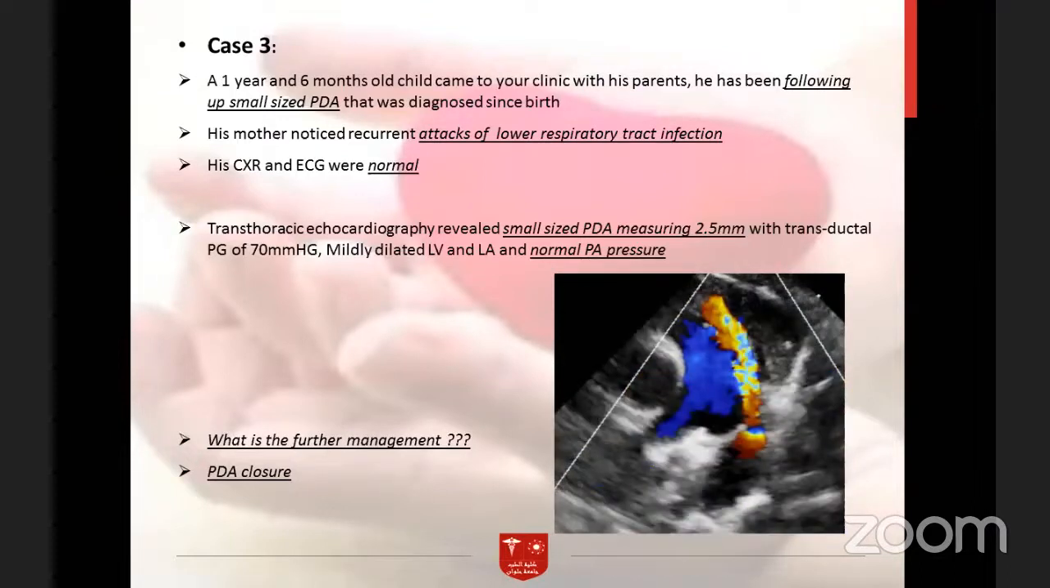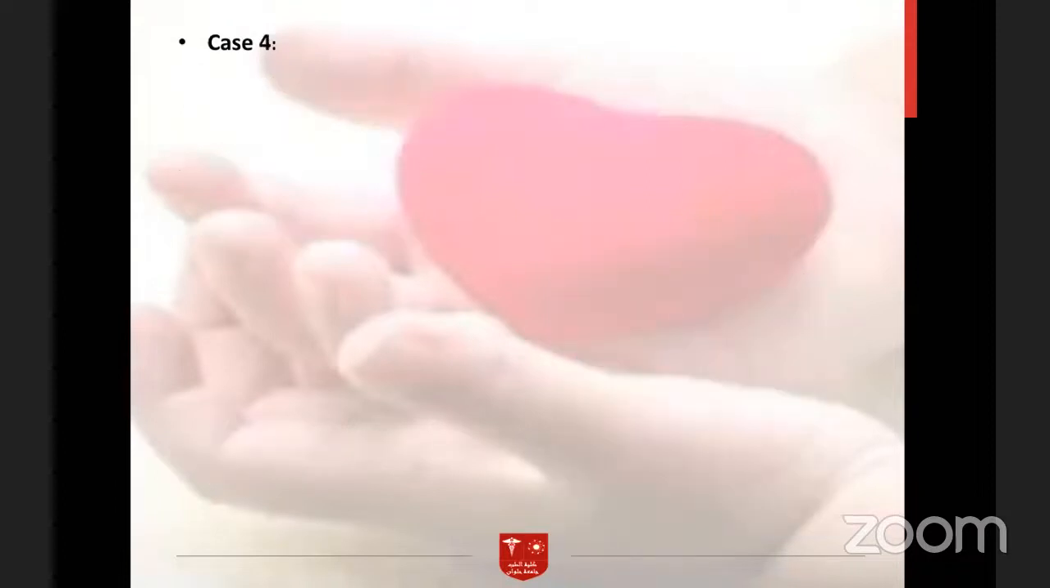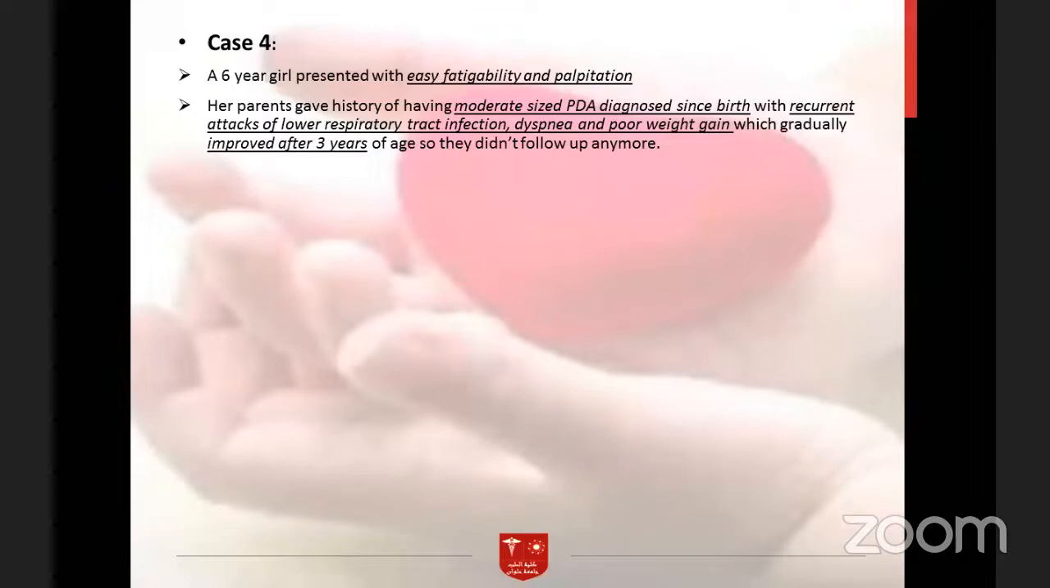Thank you so much, Dr. Mahmoud. And the fourth case scenario: a 6-year-old girl presented with easy fatigability and palpitation. Her parents gave a history of having a moderate-sized PDA diagnosed since birth, with recurrent attacks of lower respiratory tract infections, dyspnea, and poor weight gain, which gradually improved after 3 years of age.